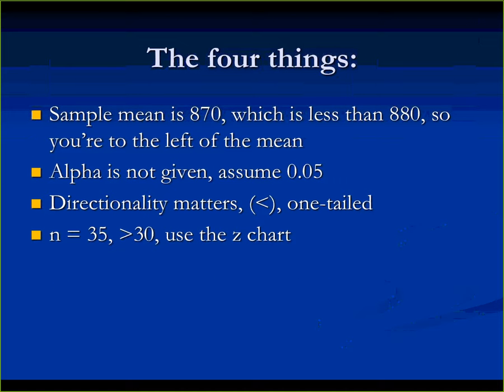So, those four things: the sample mean is 870, and that's less than our standard of 880. So that means we're going to draw to the left of the mean in this case. Alpha was not given to you, so you assume it's 0.05.